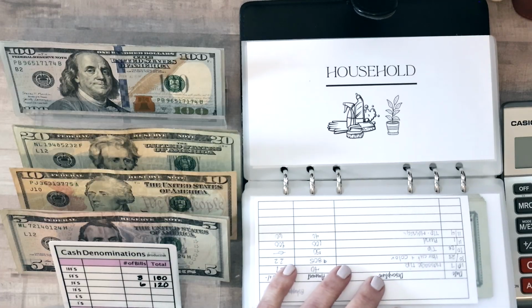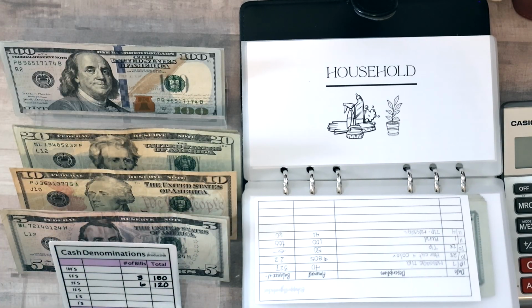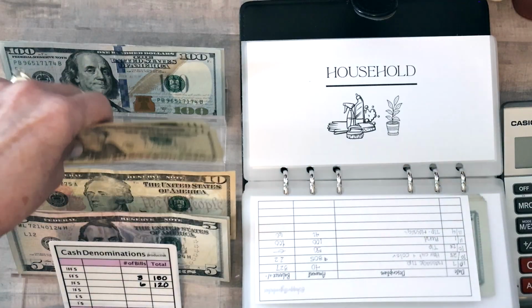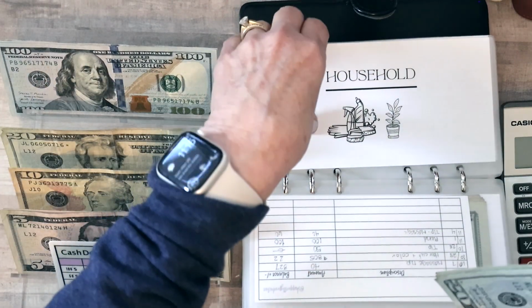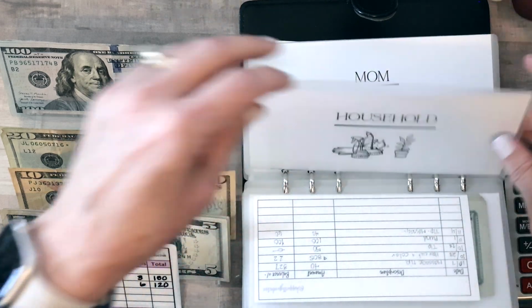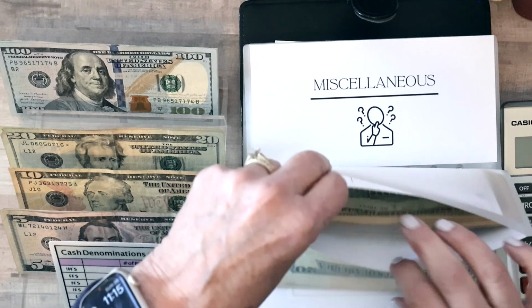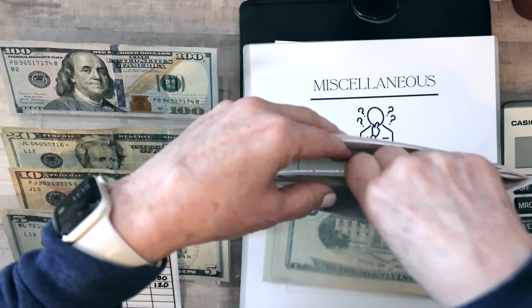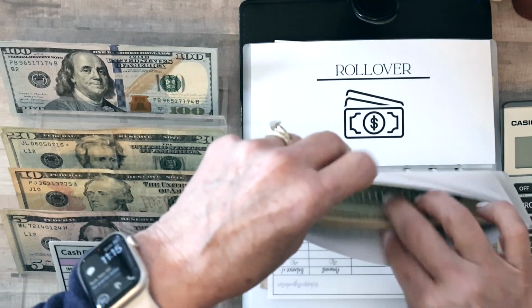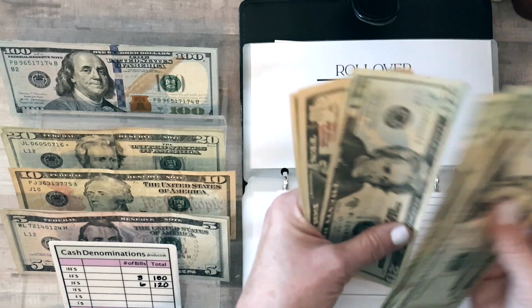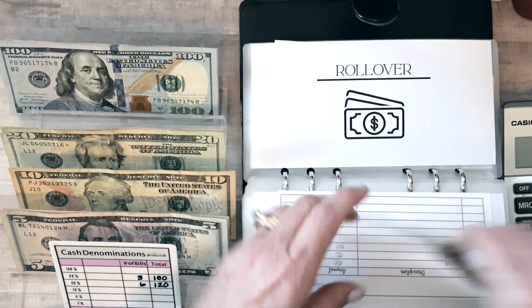Okay. Household is getting 100, and that is 5 20s. 2, 3, 4, 5. My mom still has 40. I'm not funding miscellaneous because I have 150 in there now. So 20, 40, 60, 80, 20, 30, 40, 50. And leave that alone.